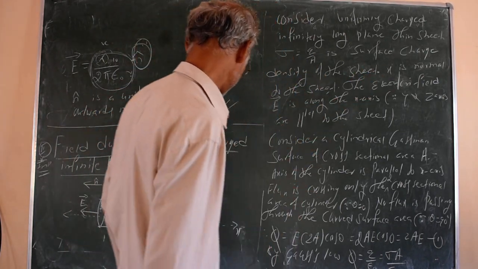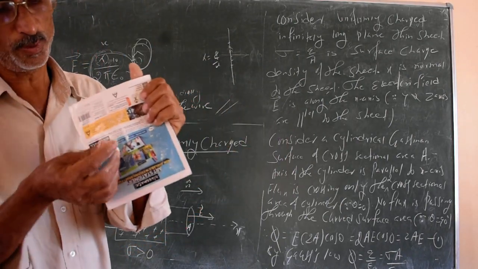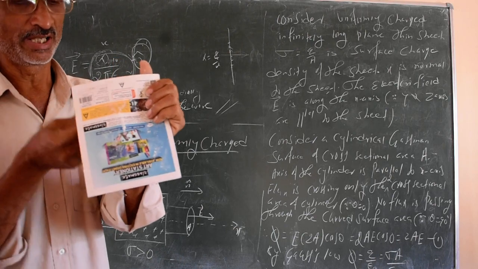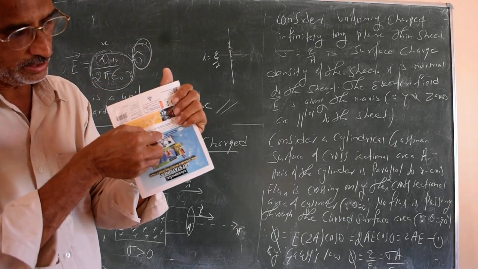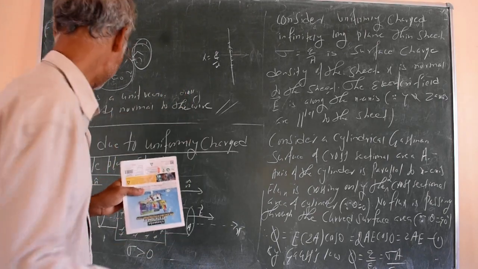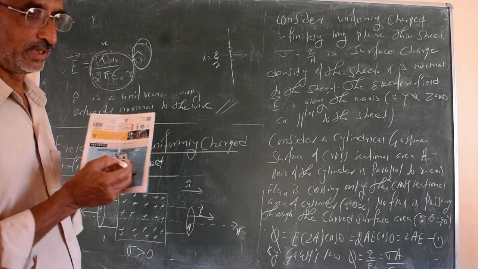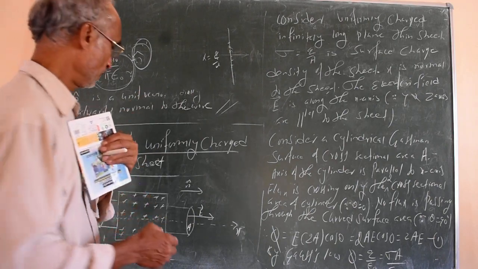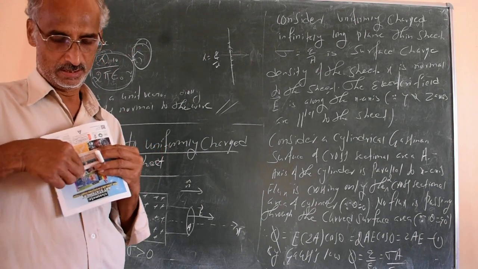X-axis is normal to the sheet. We have taken the X-axis as normal to the sheet. The sheet is perpendicular to the X-axis, with surface charge density sigma, and the Y-axis is coming like this. This is the X-axis. X, Y, Z axes are perpendicular to each other.